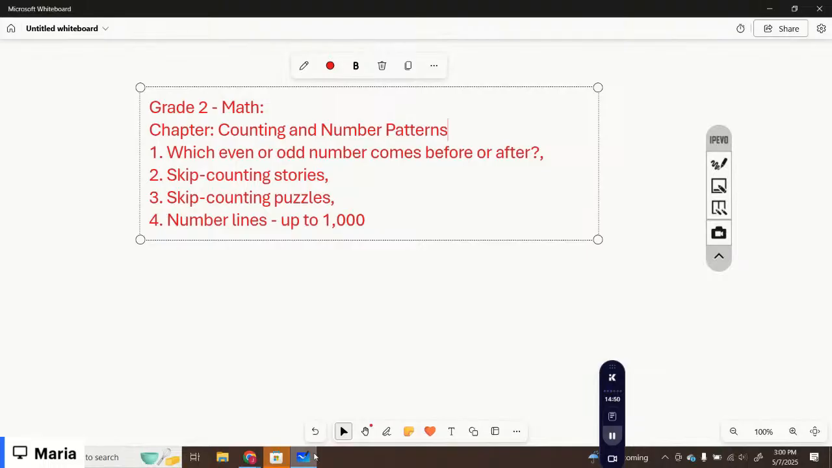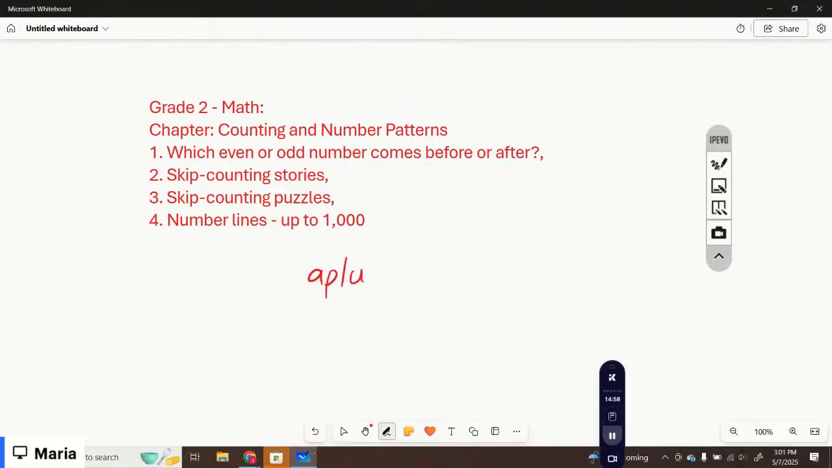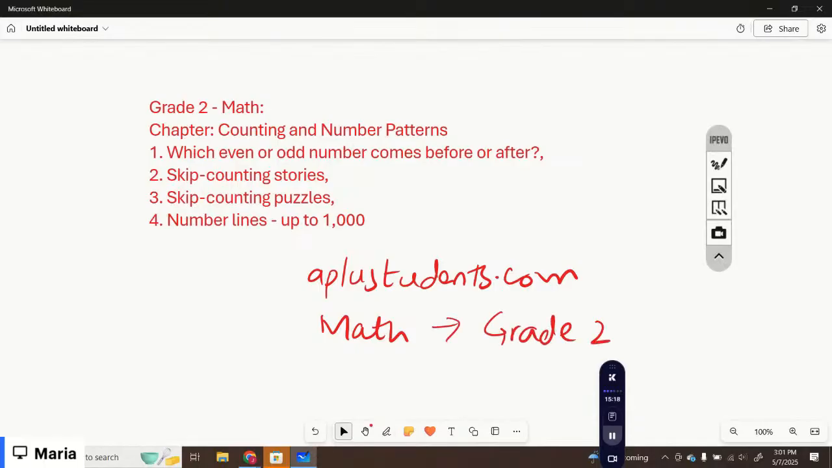You can find all the lessons on A plus students.com. You have to log in there using your email address and password. Then you have to select math from the subject tab, scroll down to grade 2 math, and then click on view all lessons. There you can find a list of the chapters. We're going to start with the chapter counting and number patterns.